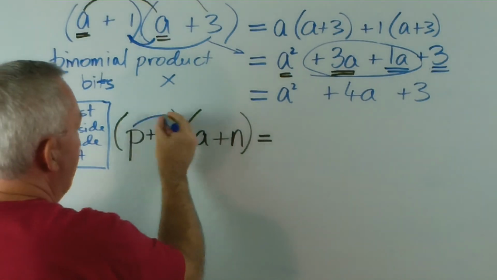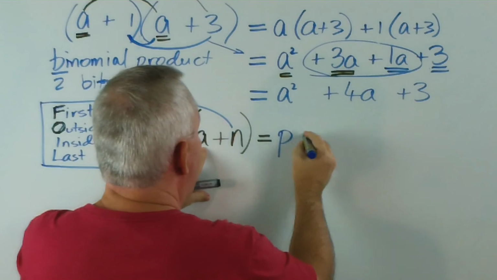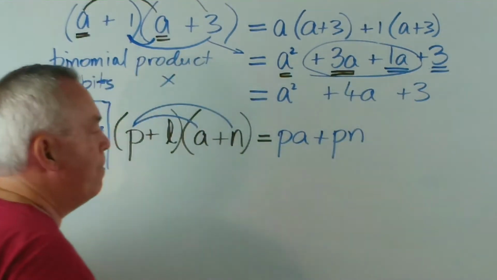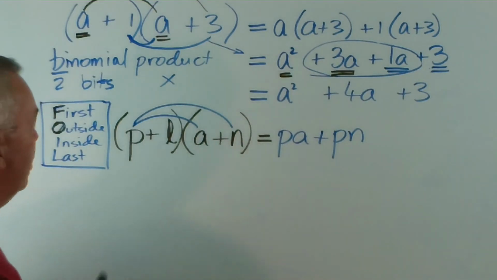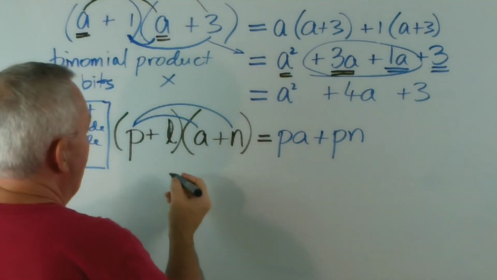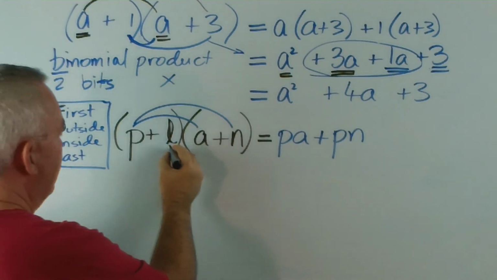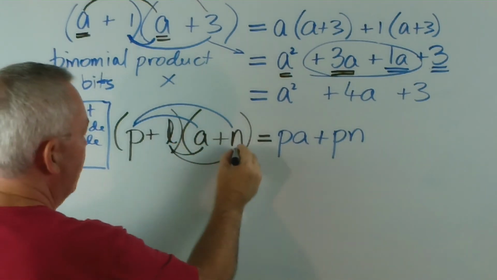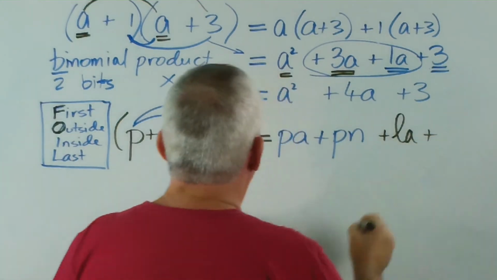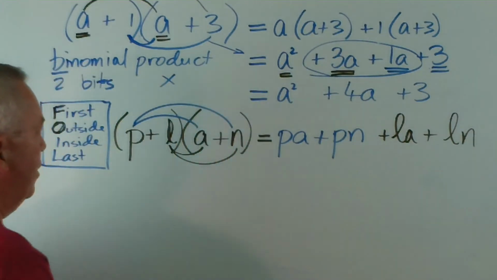So I teach, we do P times A and then P times N. So P times A is just PA, and P times N is PN. I probably should have done, I did that in blue there. Let's change to black for the next bit, just to be contrary. And then we do the last bit, the inside and last. The inside would be L times A, and the last would be L times N. Plus L times A is LA, and L times N is LN. There it is, the claw again.